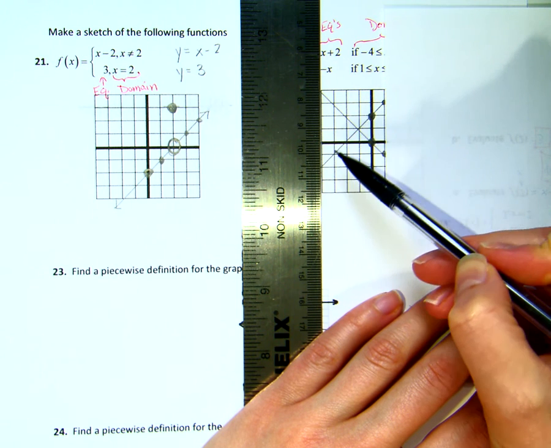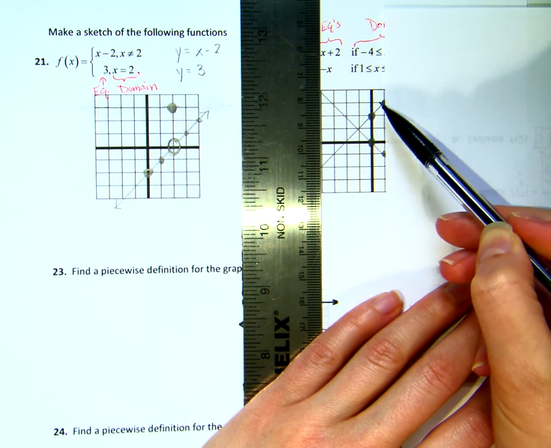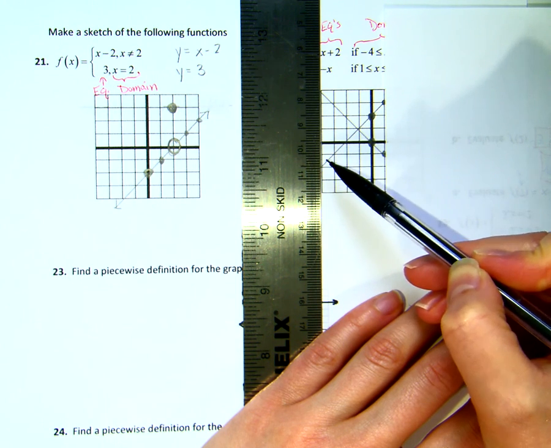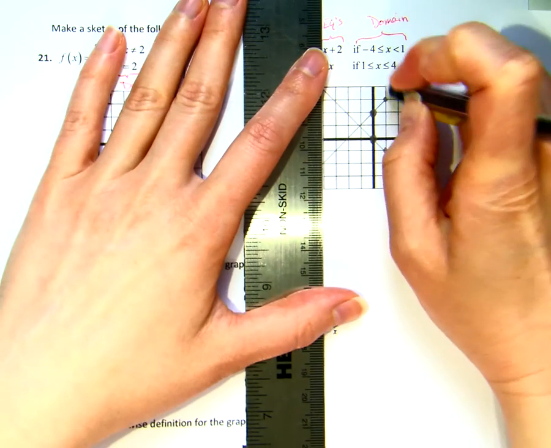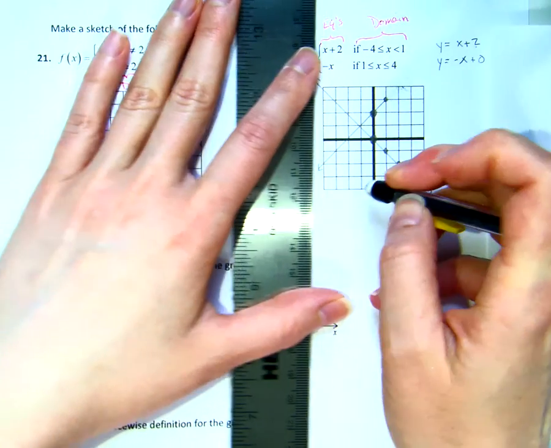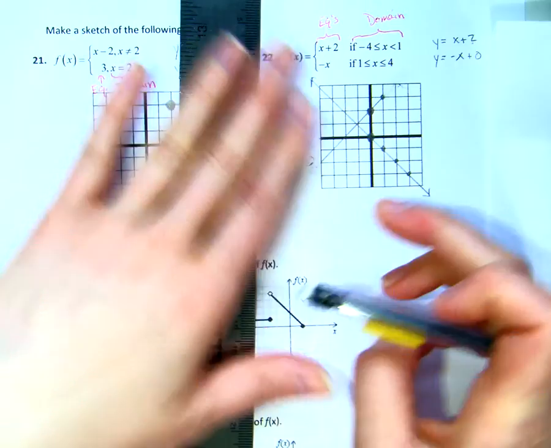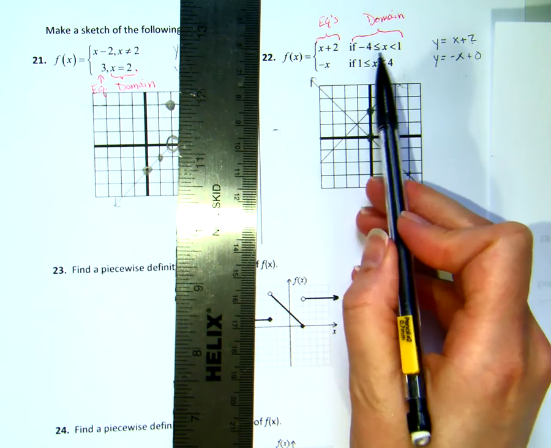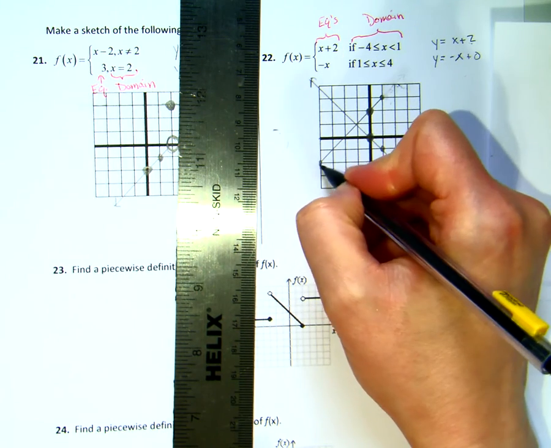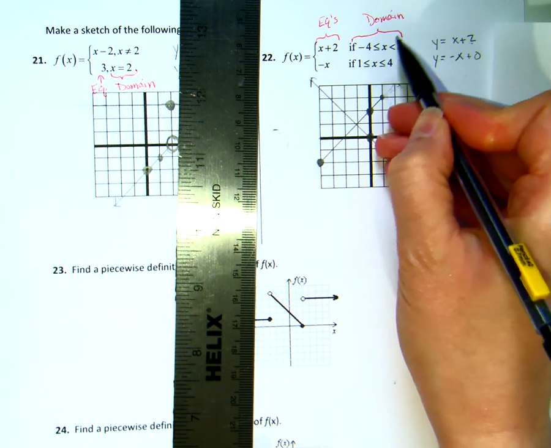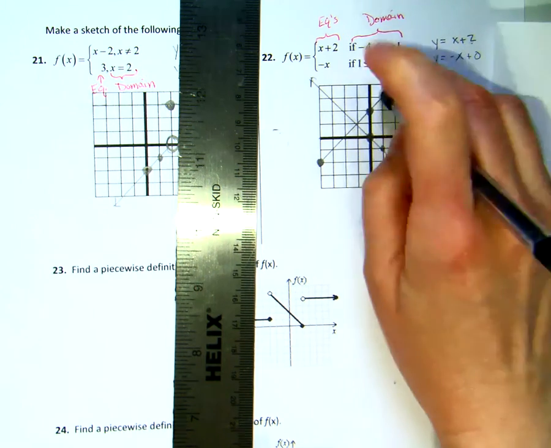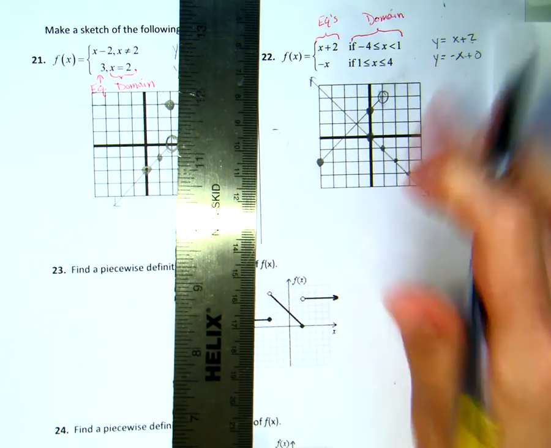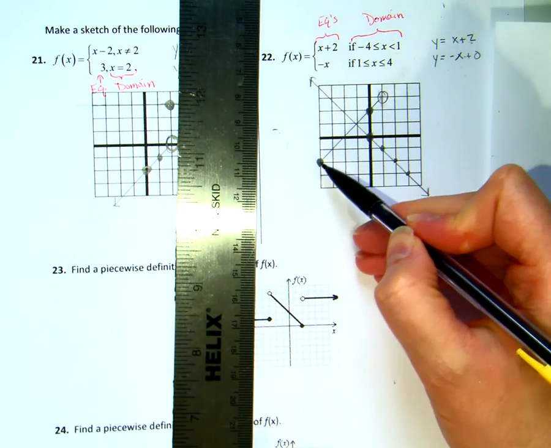So I'm going to keep everything that's located in between those two, but I'm going to erase everything that's outside those values. So I'm going to erase everything that's bigger than +1, and I'm going to erase everything that's smaller than -4. Now I also want to consider the endpoints. Here it says it equals -4, so that's a closed circle. But it does not equal 1. It is strictly less than. So I've got to make sure I have an open circle here. So this is the first piece of my graph.